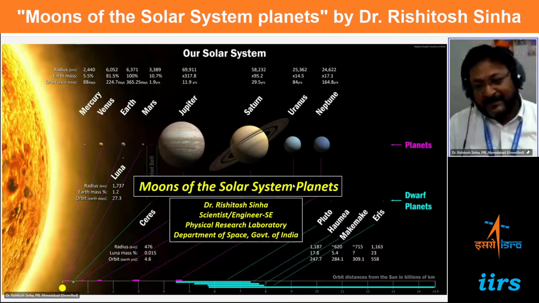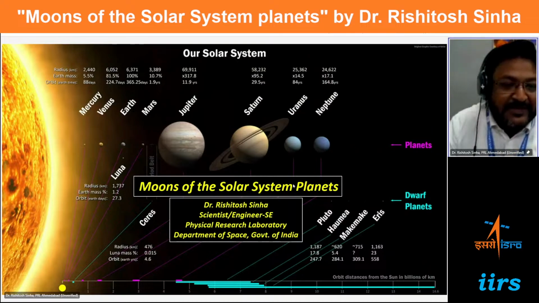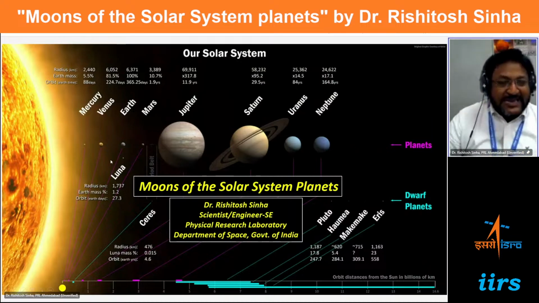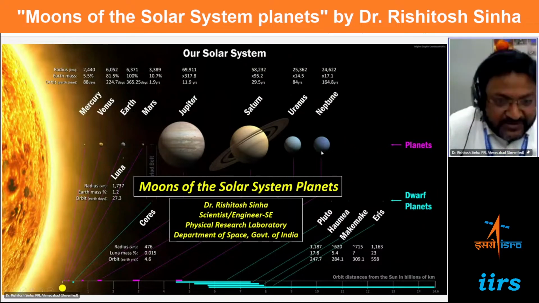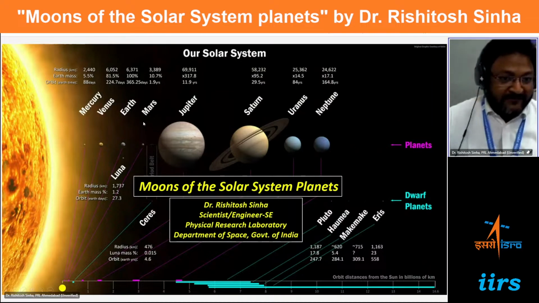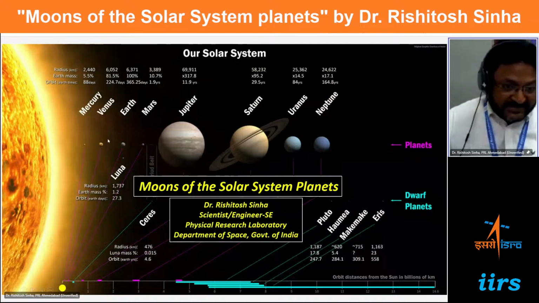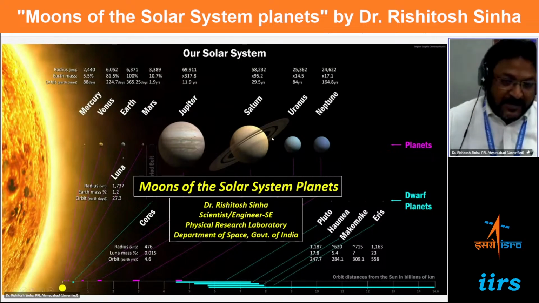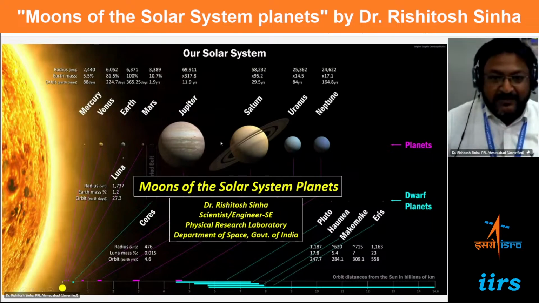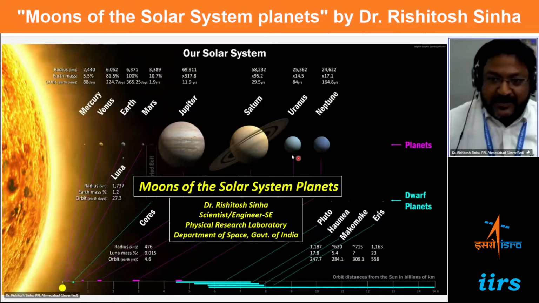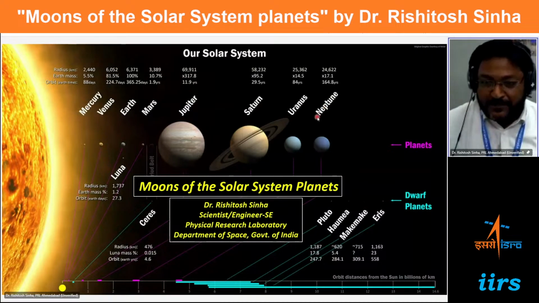But apart from that, if you see the solar system in general, what we see here is that there are 8 planets that are actually revolving around the sun. Among these 8 planets, the first 4 are called the terrestrial planets, and the next 4 are called the Jovian planets. Within these Jovian planets, we have gas giants, which are Jupiter and Saturn, and then there are ice giants, which are Uranus and Neptune.